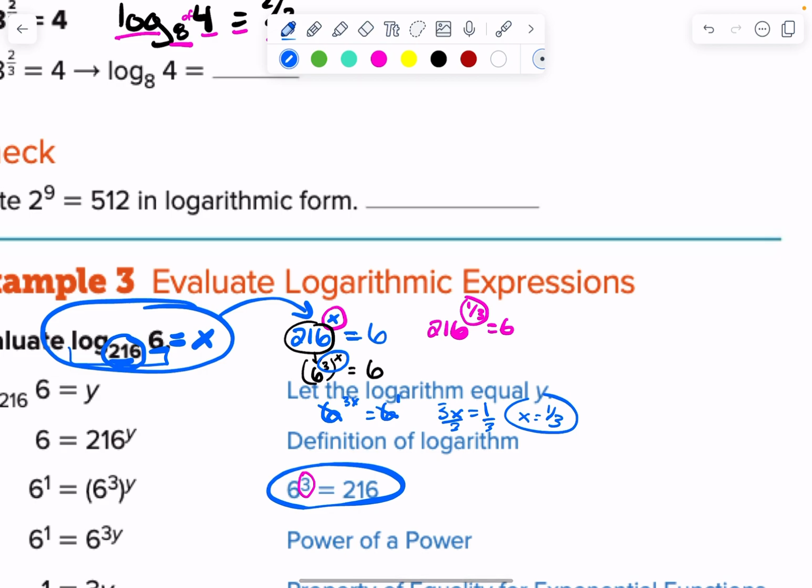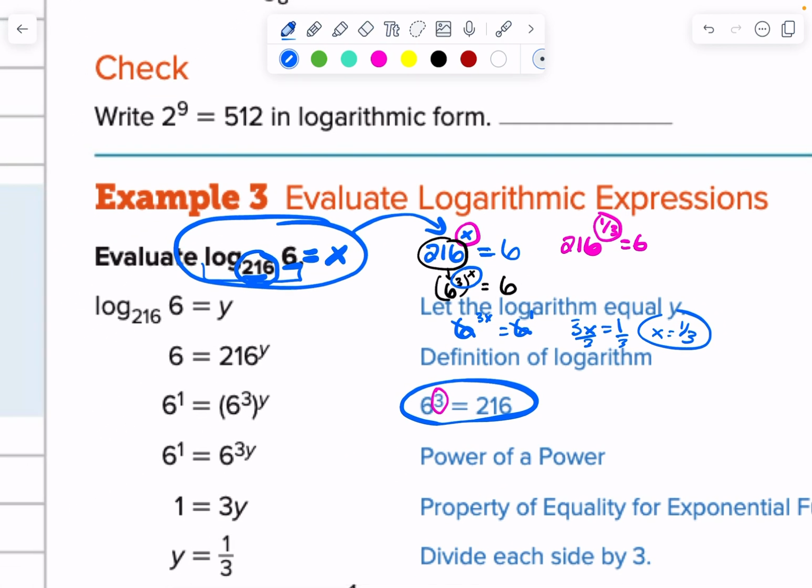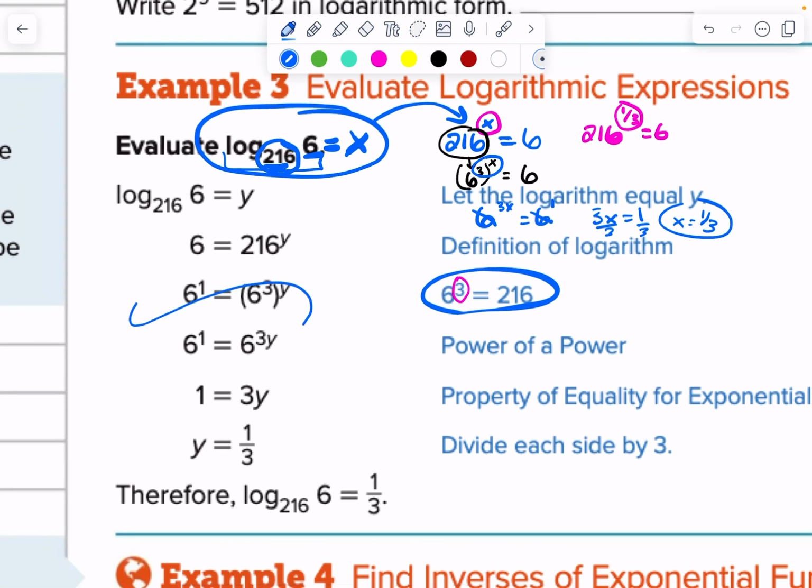Okay, so that is evaluating logs. If they don't have 3 pieces, set it equal to x, and then just use that to solve it. Okay, I don't like their work. Don't go along with that. That's a little bit more confusing than it needs to be.